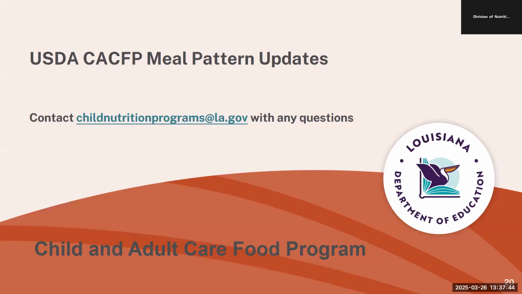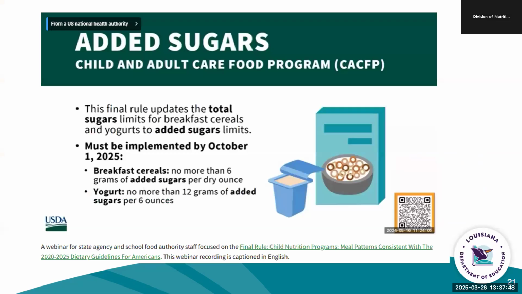Okay, let's touch on some USDA meal pattern updates. This came out a couple weeks ago from USDA. This is a direct screenshot from the USDA training that they held for all state agencies. The final rule updates the total sugar limits for breakfast cereals and yogurts to added sugars.